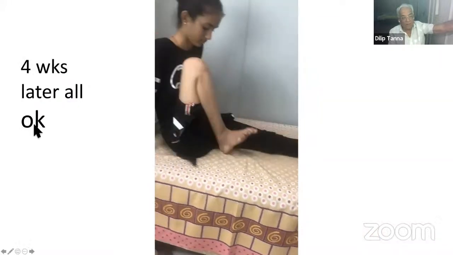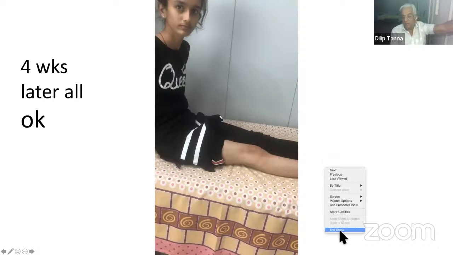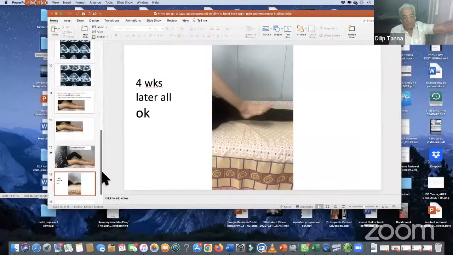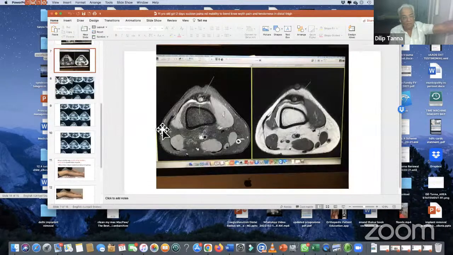4 weeks later, all okay. Still I don't know what the diagnosis is. Why did the inflammation occur? But once you suspect something is not right, I feel the key was these MRI findings with the marker. I had asked the MRI technician, this is the tender area, so mark it and give me the pictures. All these pictures were very revealing of the local inflammation. There was no injury, no infection, nothing.